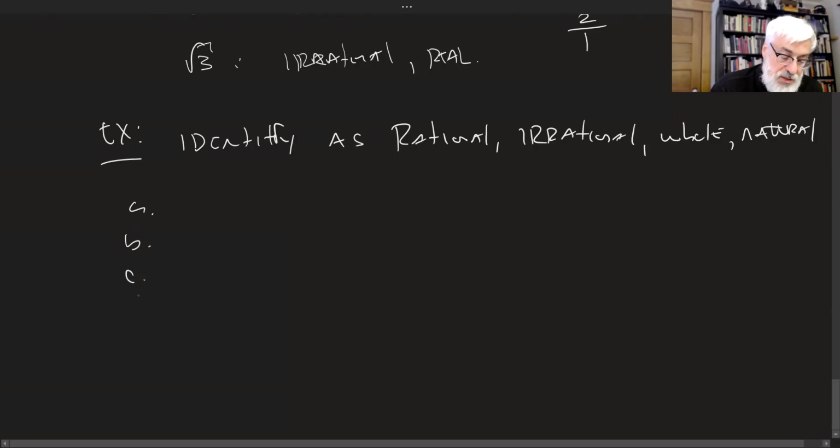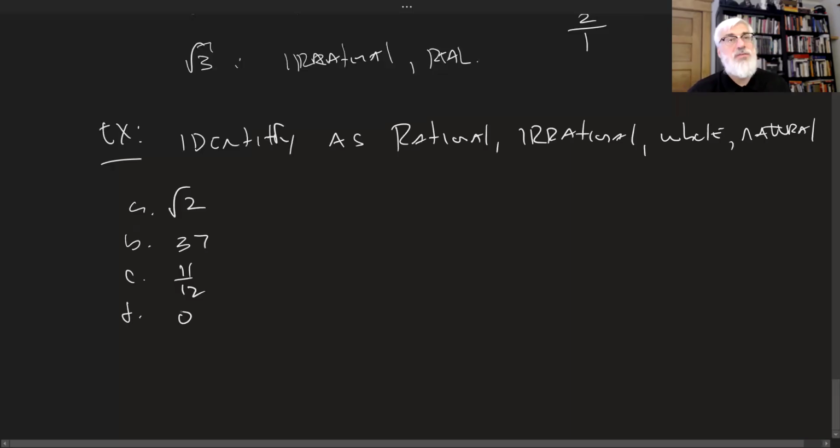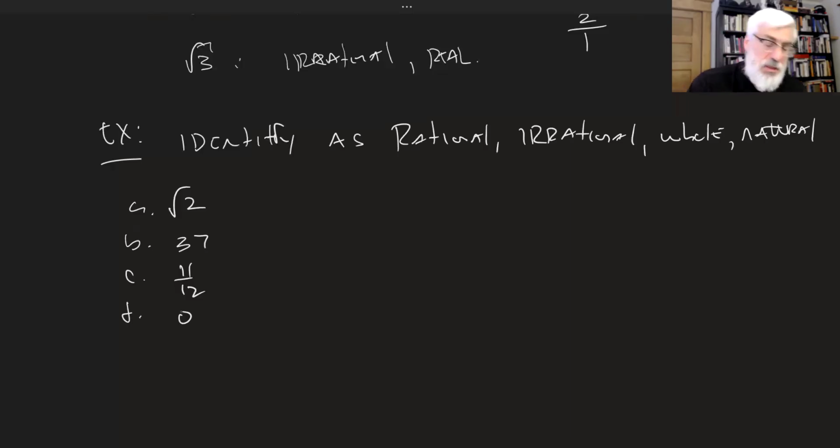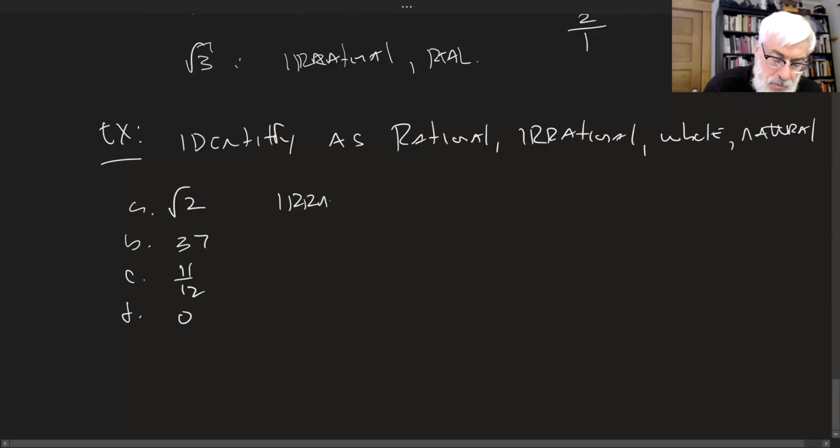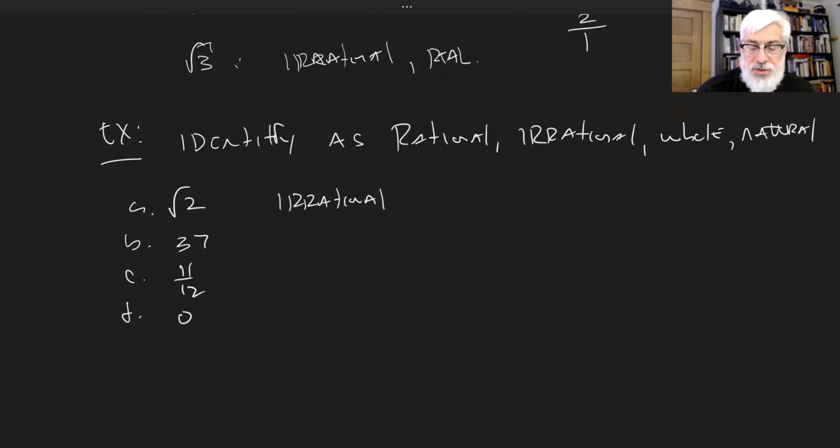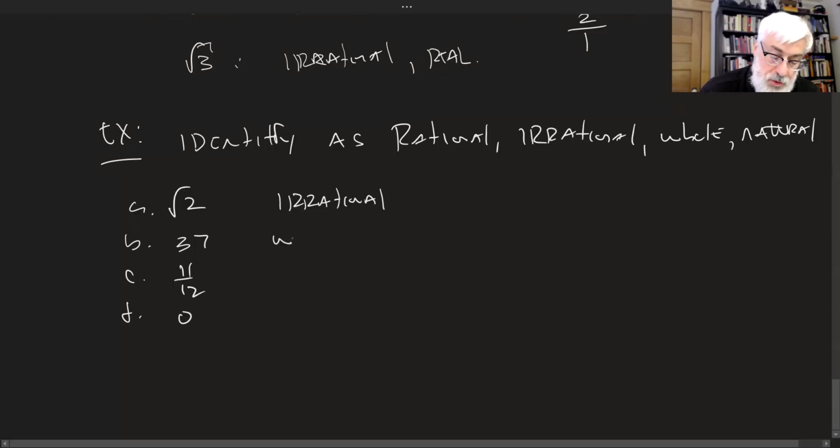So we have A, B, C, and D. Let's do square root of 2, 37, 11/12, and 0. All right, so we just have to identify these based upon our definitions above. Square root of 2, I think we've talked about. This is irrational. I know it's real, but we only want to classify them as rational, irrational, whole, or natural. Now 37 is a whole number, and it's a natural number.